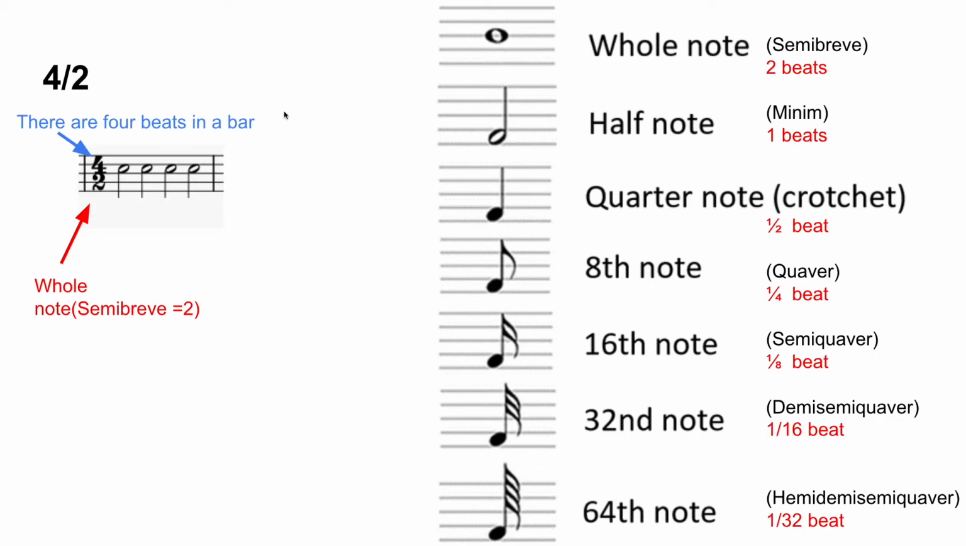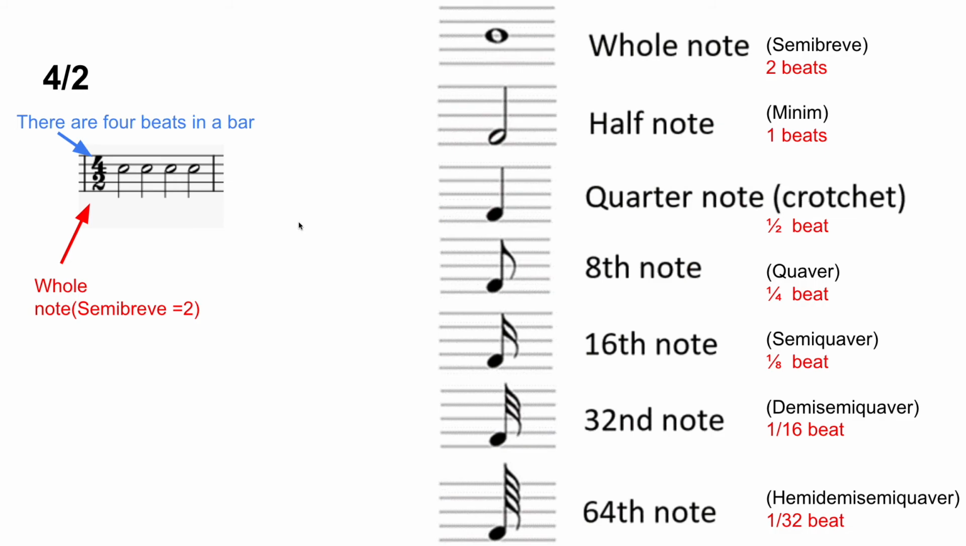Here's 4/2. So looking at the top number, I can tell that there are 4 beats in the bar. And then looking at the bottom number, I can tell that the whole note, the semibreve, is equivalent to 2 beats. If the whole note is equivalent to 2 beats, then the half note, the minim, is equivalent to 1 beat. And so I'm expecting to see a bar that consists of 4 minims, which we have here, 1, 2, 3, 4, or again, anything that's equivalent to 4 minims.